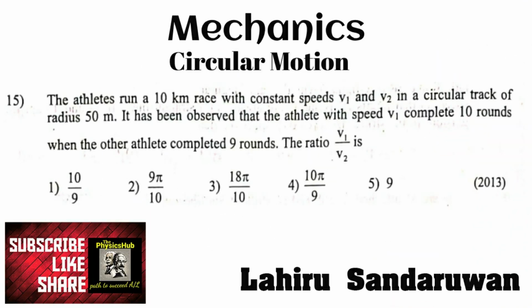The athletes run a 10 km race with constant speeds v1 and v2 in a circular track of 50 meters. It has been observed that the athlete with speed v1 completes 10 rounds when the other athlete completes 9 rounds. The ratio v1 over v2 is?